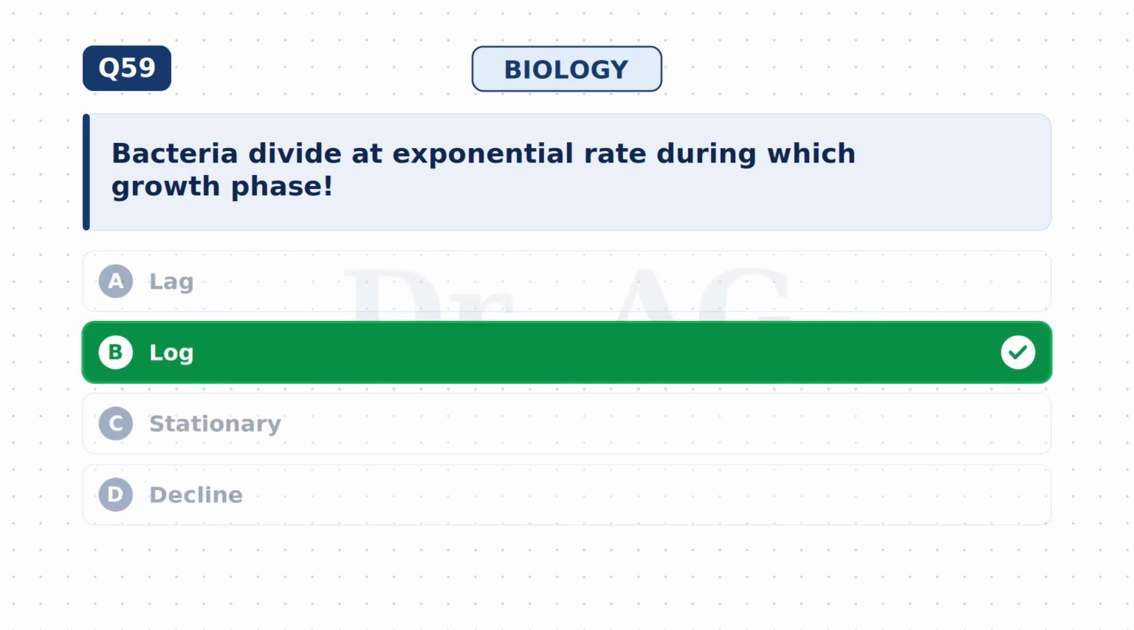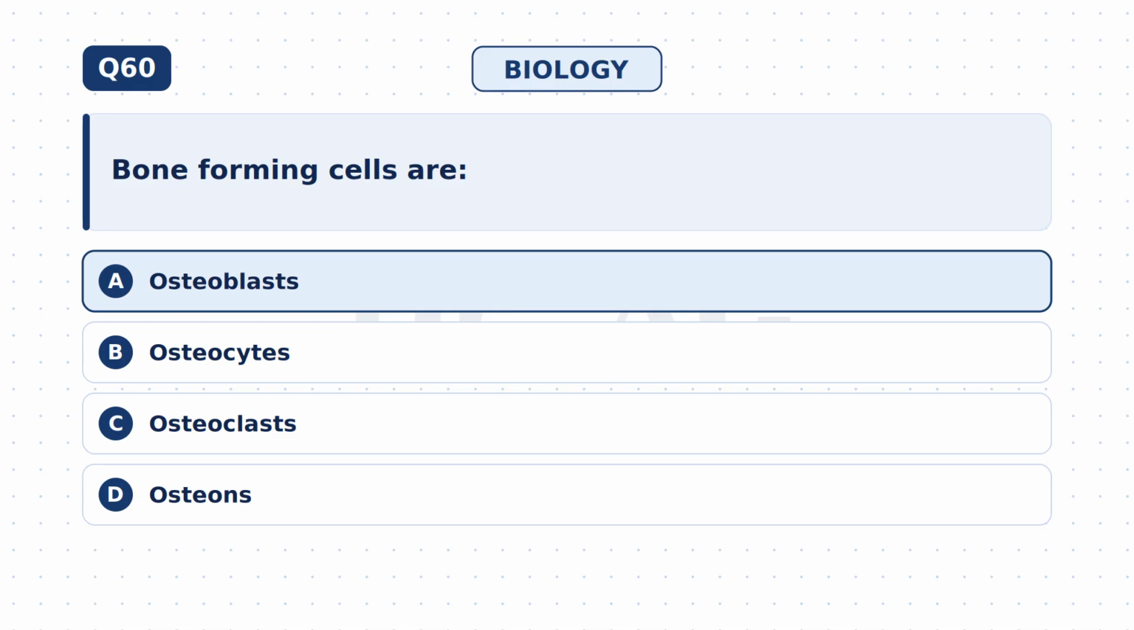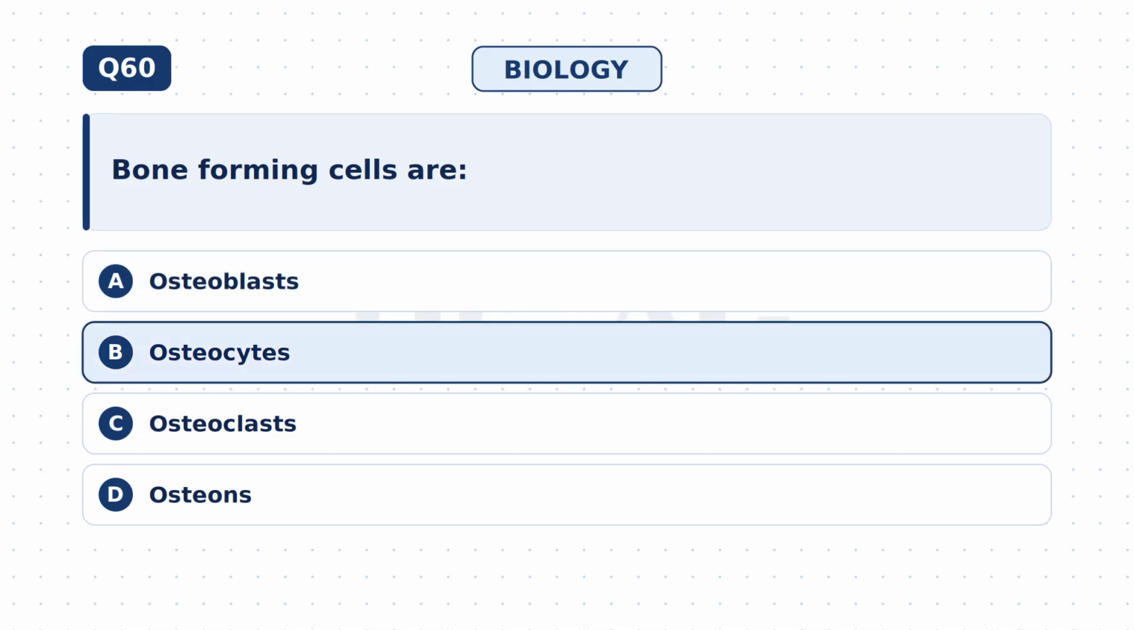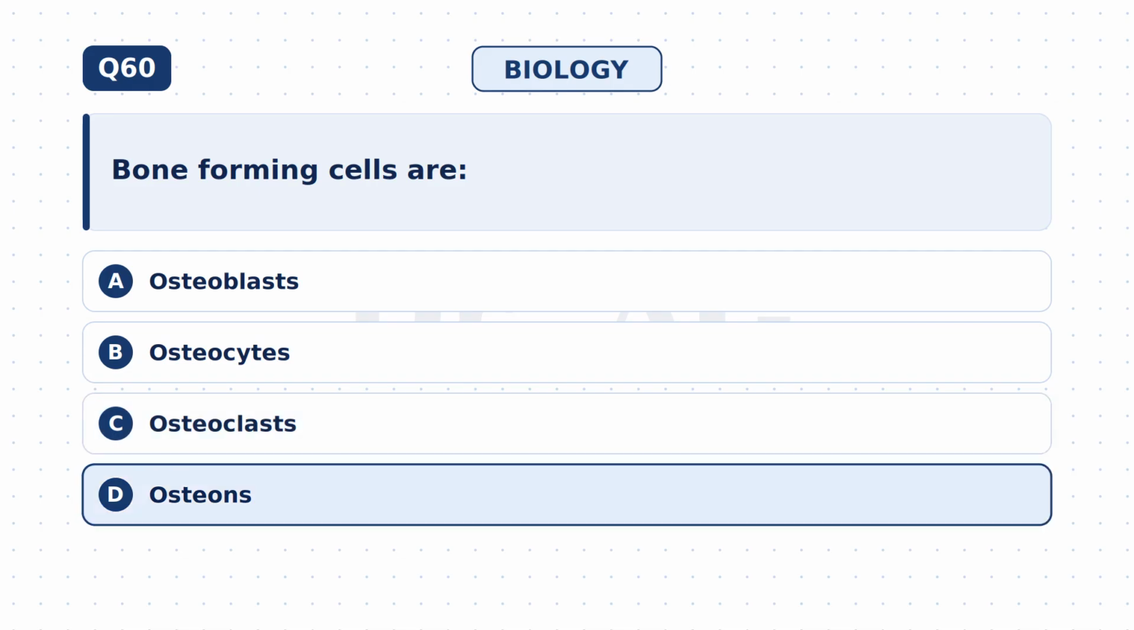The correct answer is B, log. Question 60. Bone-forming cells are Option A, osteoblasts. Option B, osteocytes. Option C, osteoclasts. Option D, osteons.